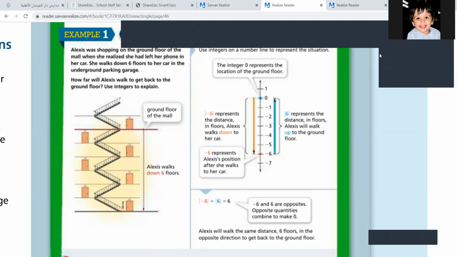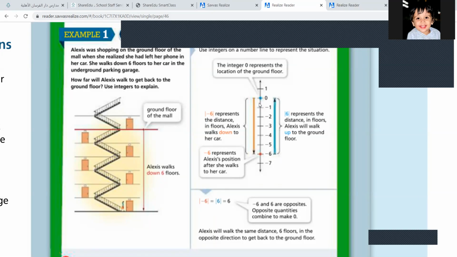Now today, when we start the lesson with integers, you must first know what integers are. I told you it starts from the minus and goes to the plus, and we have to apply that concept in this kind of question. This is an example question: use integers on a number line to represent the situation. First of all, this is a number line.